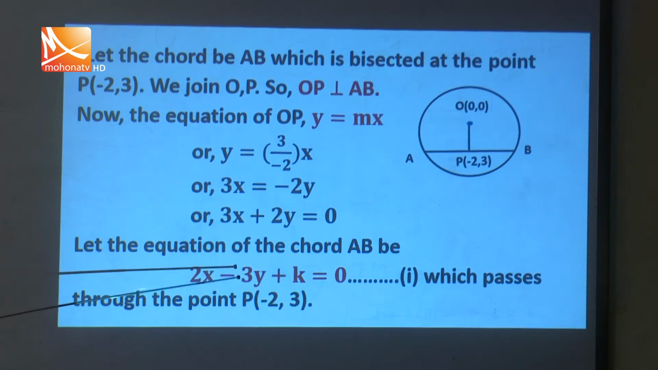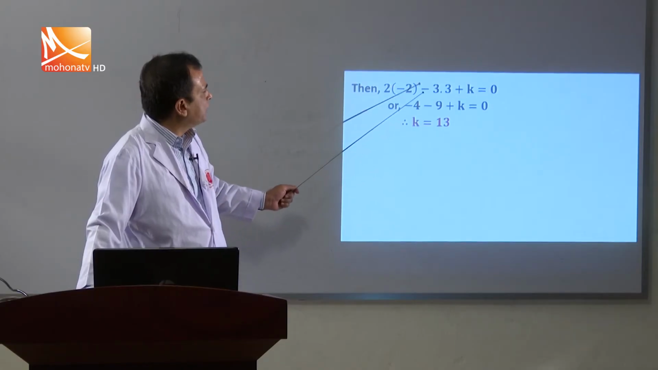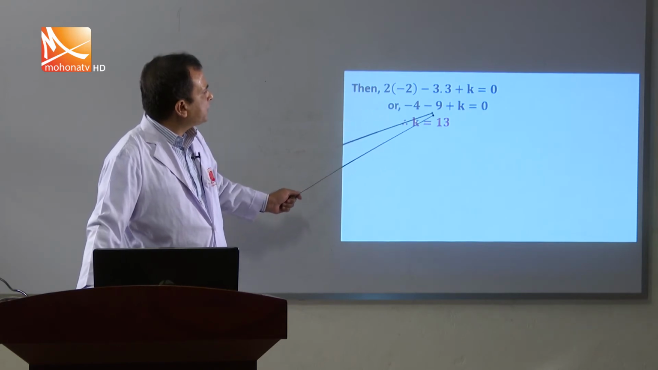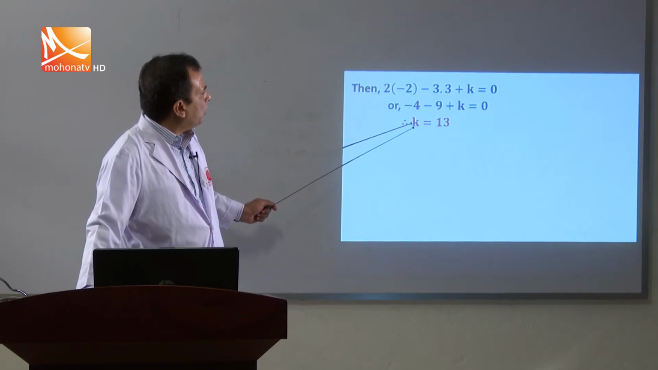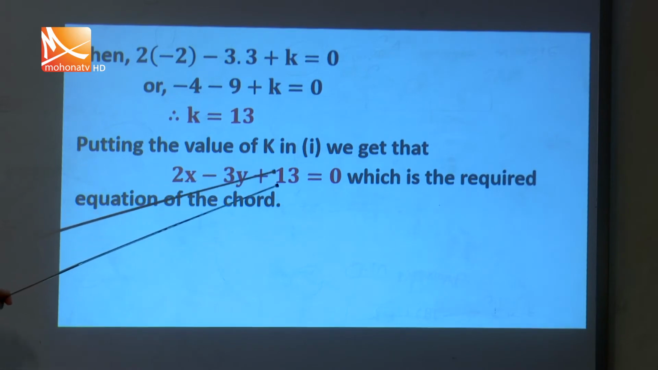And this line passes through the point P(-2, 3). So if we put x = -2 and y = 3, then this line will be satisfied. Then 2 × (-2) - 3 × 3 + k = 0, or -4 - 9 + k = 0. So k = 13. Now if we put the value of k in equation 1, then we get 2x - 3y + 13 = 0, which is the required equation of the chord.